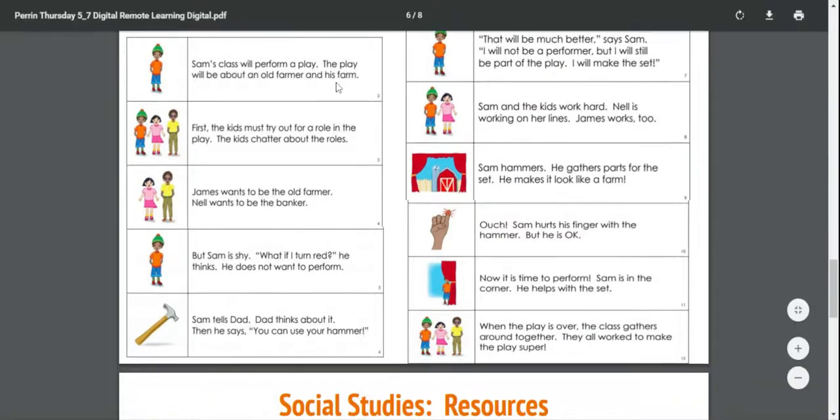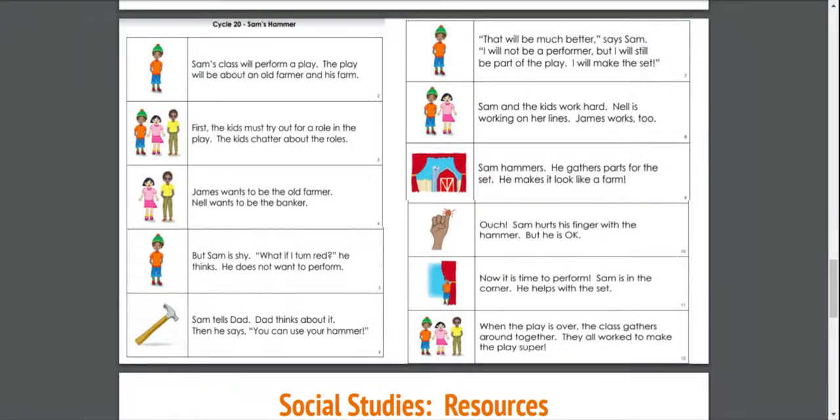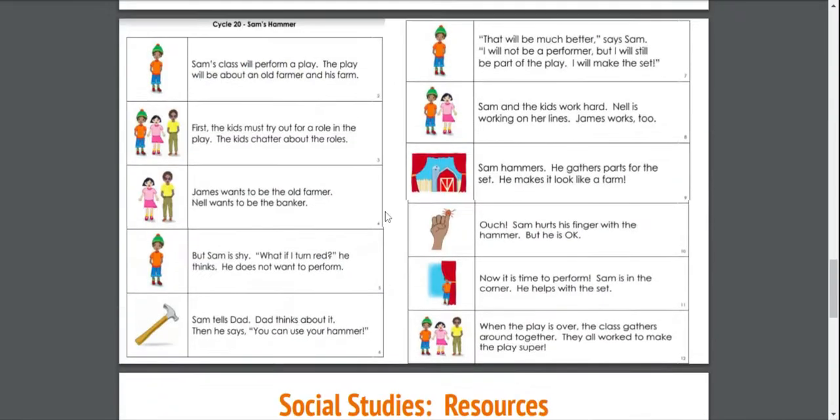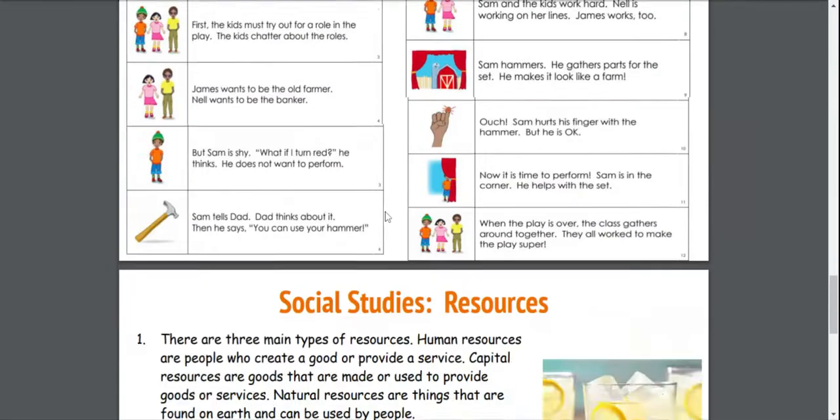Here's the story, Sam's Hammer. I want you to read it 3 times. I want you to find the high frequency words, your sight words.